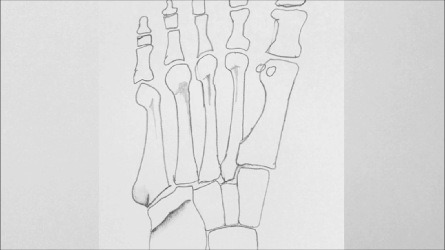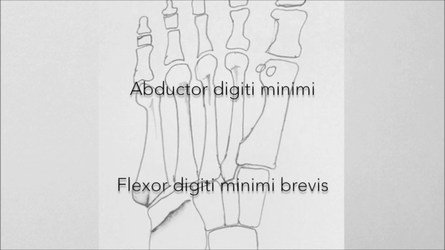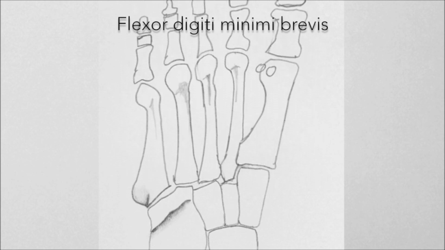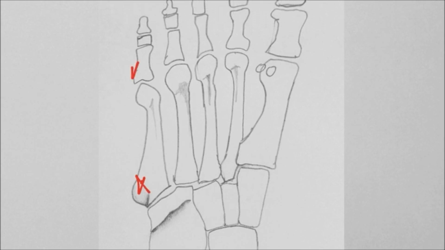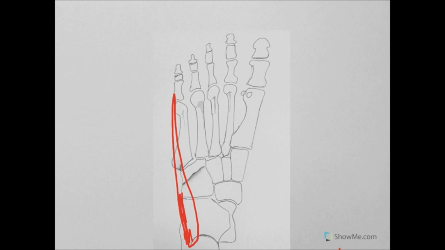Now let's look at the little toe. The little toe is easy as it has only two muscles specific to it, the abductor digiti minimi and the flexor digiti minimi brevis. Superficially, the small muscle, flexor digiti minimi brevis, runs from the base of the fifth metatarsal to the lateral proximal phalanx of the little toe. Deep to this, abductor digiti minimi runs from the calcaneal tuberosity to the lateral side of the proximal phalanx.